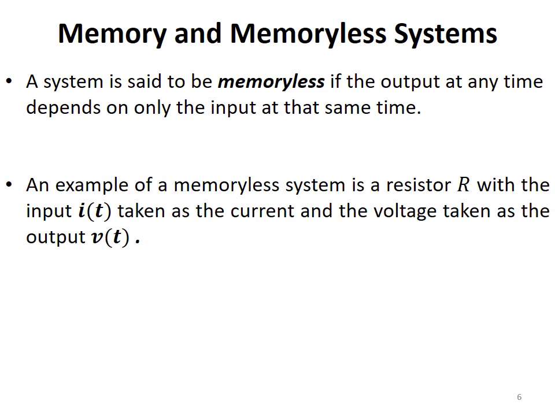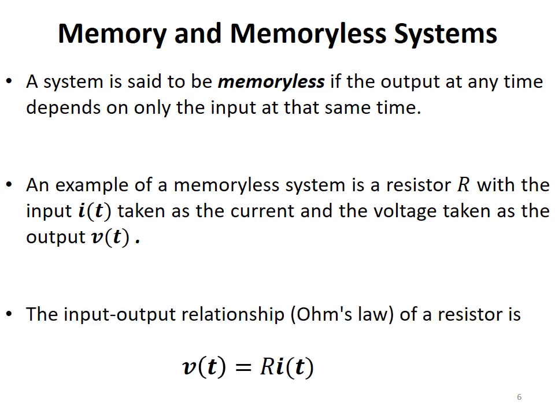An example of a memoryless system is a resistor. The input of the resistor is the current and the output of the resistor, let's say, is the voltage. So according to Ohm's law, the relationship can be described mathematically as V equal to I into resistance. So at any moment the voltage across the resistor can be determined by the instantaneous value of the current. It doesn't matter what the past value of the current was, the voltage across the resistor would only depend upon the instantaneous value of the current.